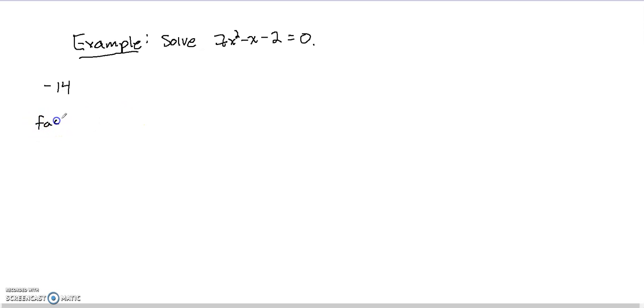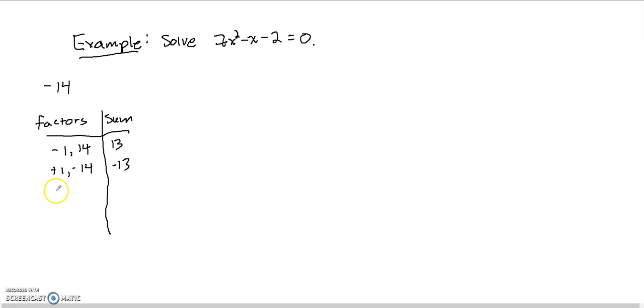So if you look at the factors and the sums, essentially there's not too many options. You could have negative 1 and positive 14, which adds up to 13. You could have positive 1 and negative 14, which adds up to negative 13. You could have then 2 and negative 7, which is negative 5, or negative 2 and positive 7, which is positive 5. So none of those numbers is equal to negative 1, so that indicates that this will not factor.